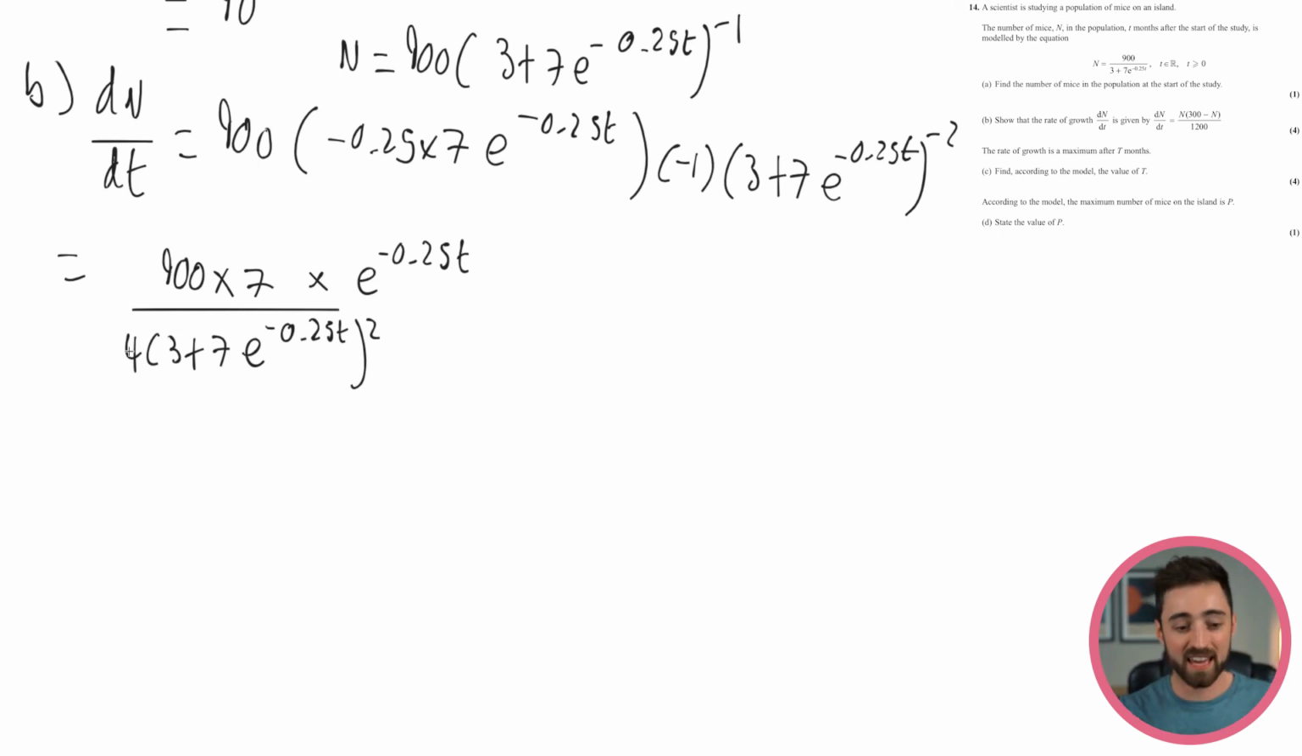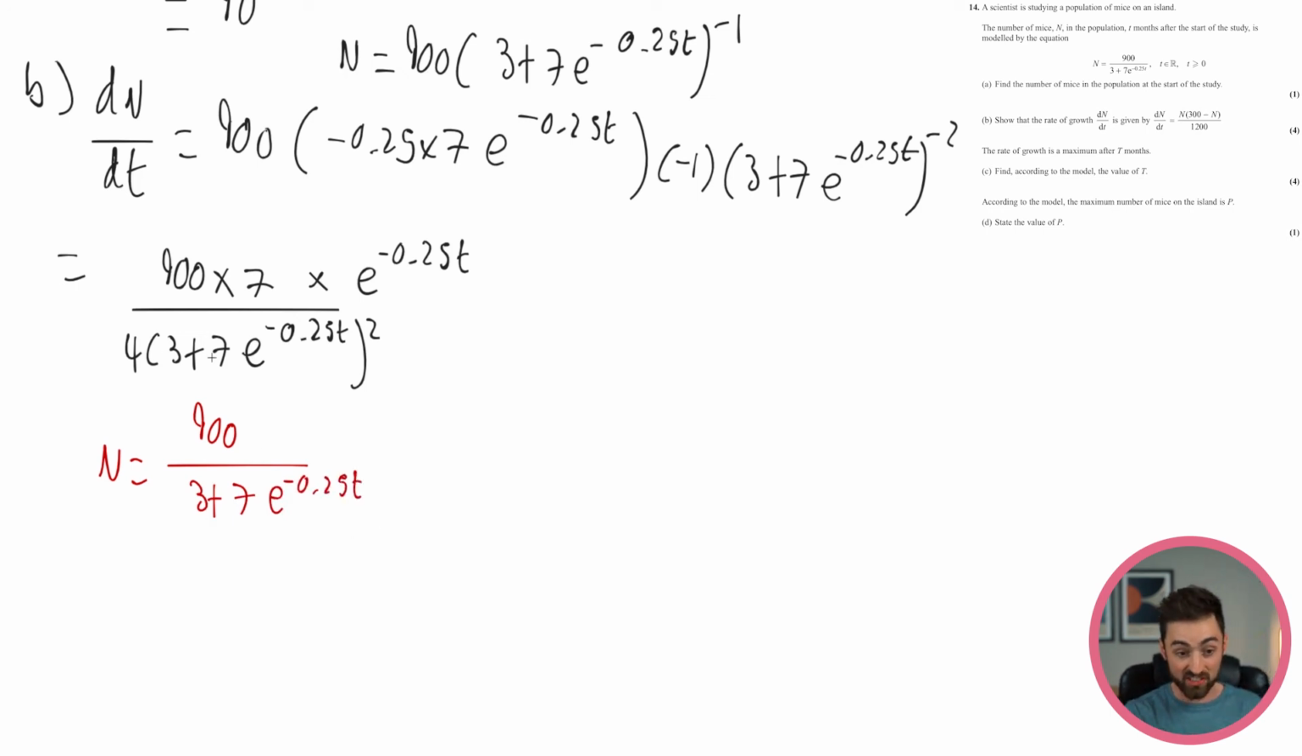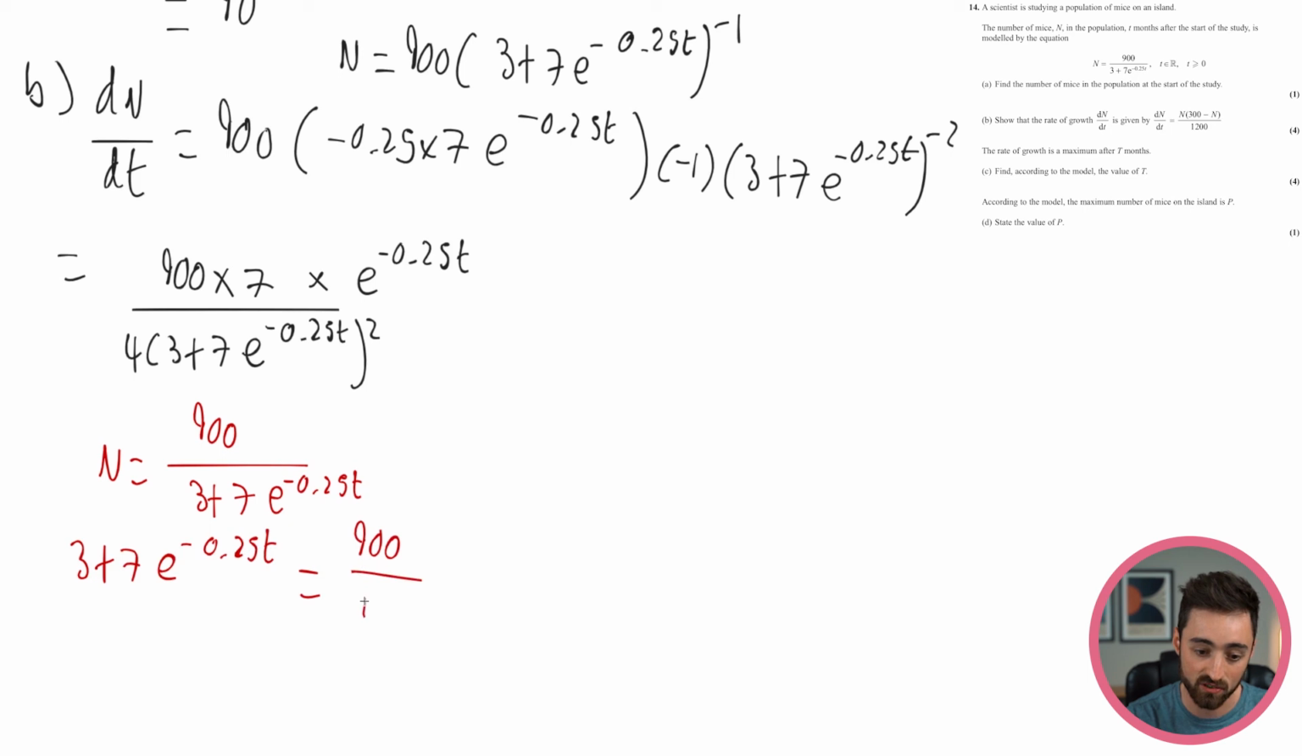Now, each little bit here is almost n, so can be expressed in terms of n. For example, 3 plus 7e to the minus 0.25t. Look at the definition of n. That's what's on the bottom of it. Let me show you in a different color. So I have n equals 900 over 3 plus 7e to the minus 0.25t. Why don't I rearrange this for n? So I'm going to times through by this whole denominator, and then I'm going to divide through by n to get this thing is equal to 900 over n. So that's good, because I can inject this straight in here, can't I?